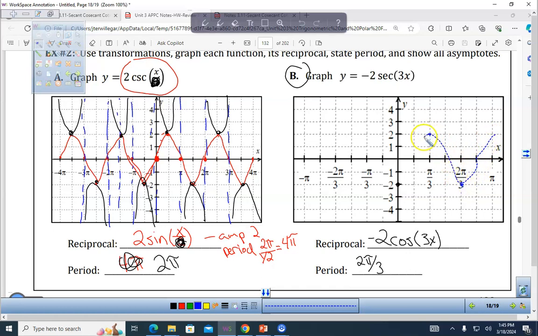My zeros are medium. Alright, that's not too bad. And then anywhere I see where I cross zero is going to be an asymptote. Alright, and then I'm going to go through and put all my U's in.